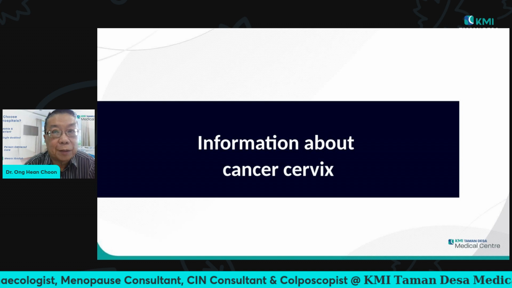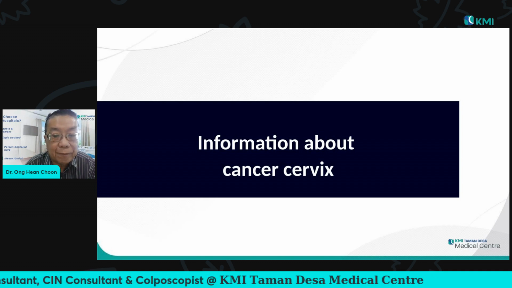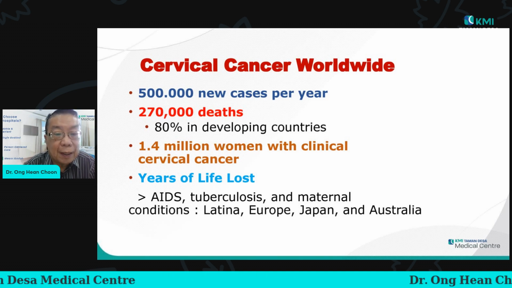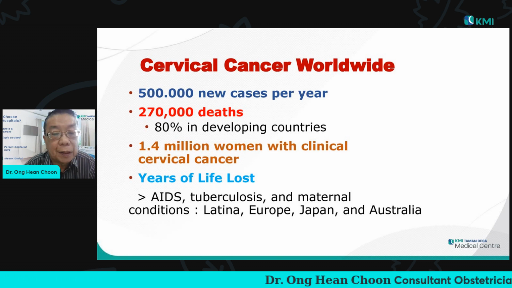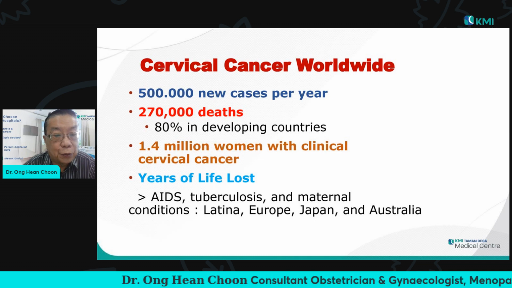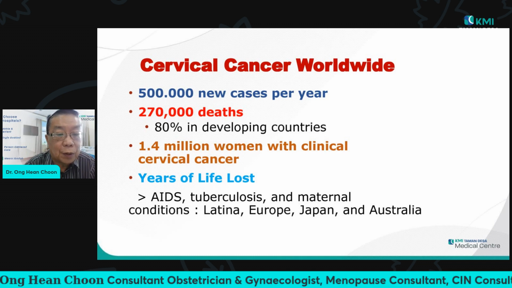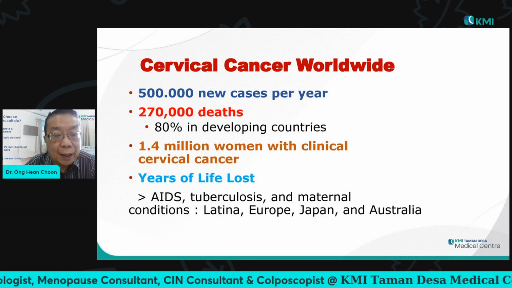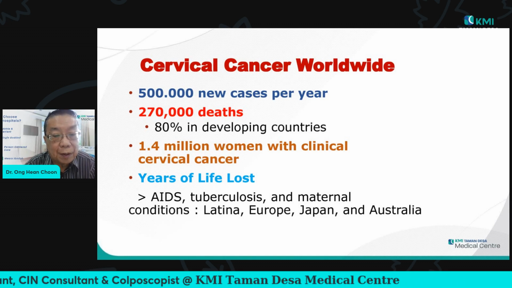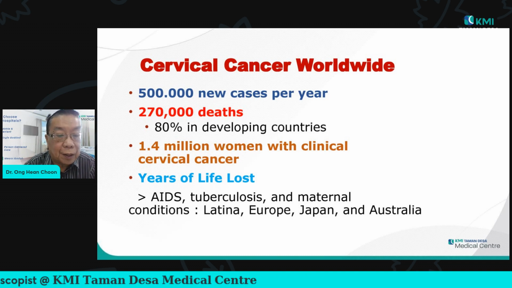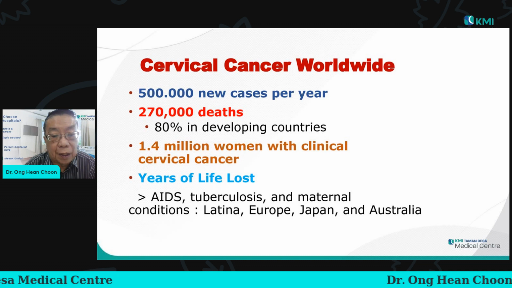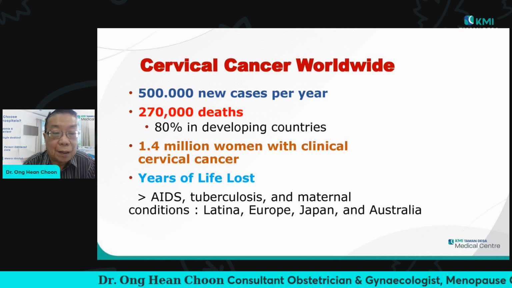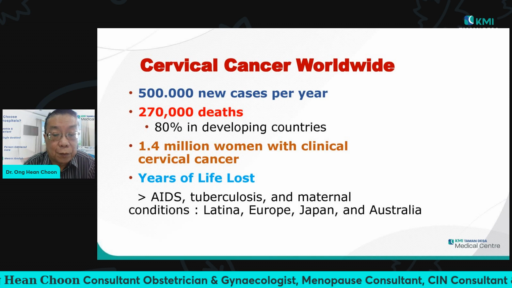Now, a little information about cancer of the cervix. Worldwide, almost 1 million new cases are found per year, with more than 250,000 deaths from cancer of the cervix. The years of life lost due to this cancer can be even more than from various other conditions taken altogether, even more than AIDS and TB. So it is not an unimportant cancer. It is very important for women.